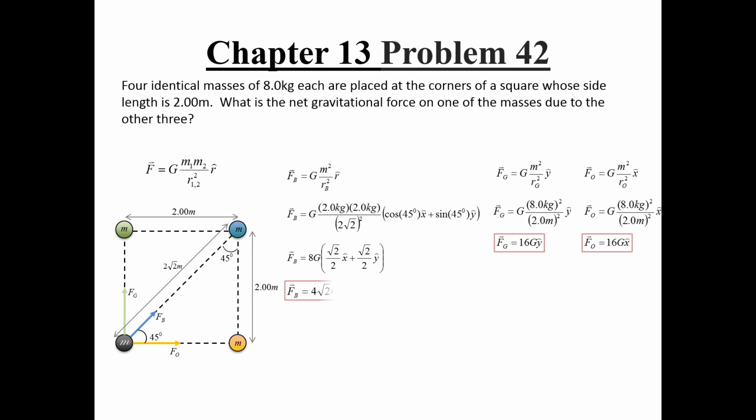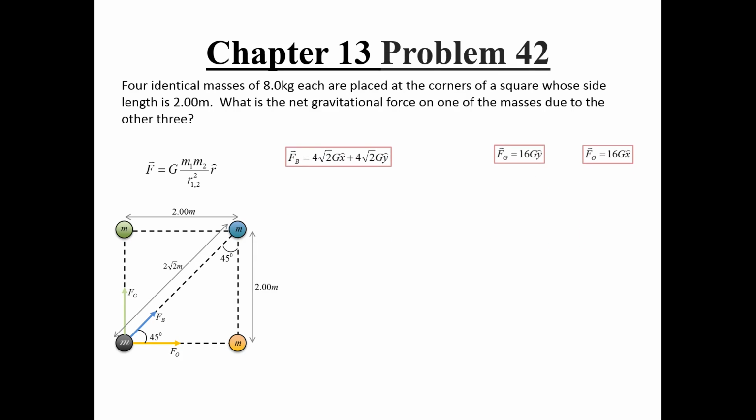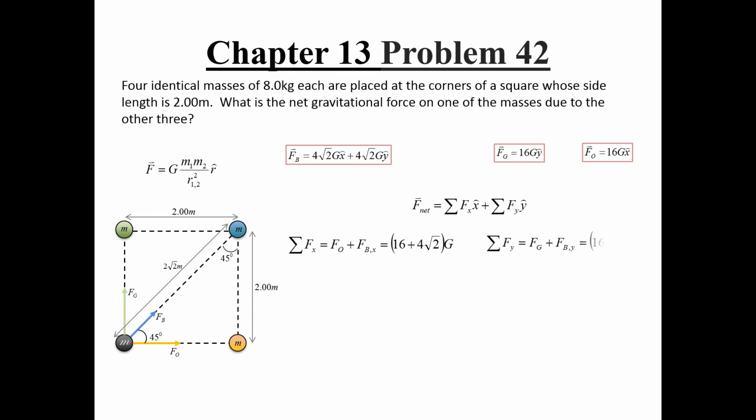We now have the component form of all three forces acting on our mass in the bottom left-hand corner. The physics has been completed at this point, and now this is simply a vector addition problem. To get the net force acting on our mass, we simply need to sum up all the x components of the force and the y components of the force. Doing so reveals that the x and y components of the net force are the same, which is what we should have expected since this is a square with equal sides and all the masses are the same.